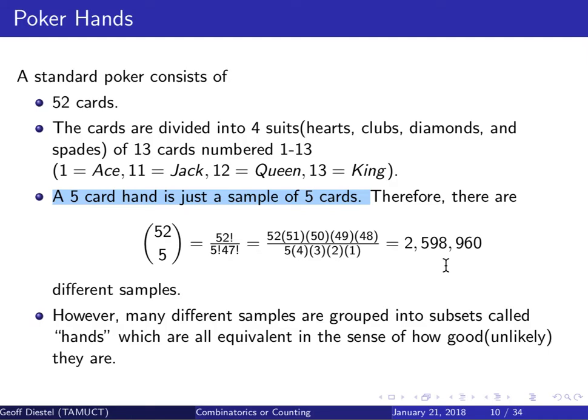Now, hands are grouped into subsets of types of hands, where a type of hand has a certain likelihood of happening, and the more likely a hand is, the less good that hand is, or the less likely a hand is, the better it is.